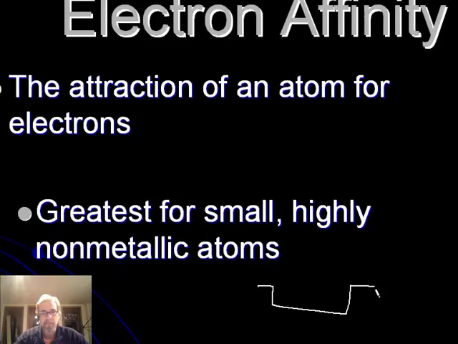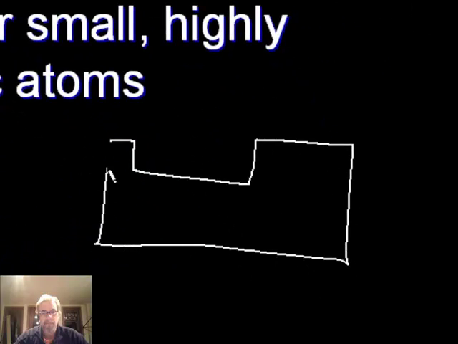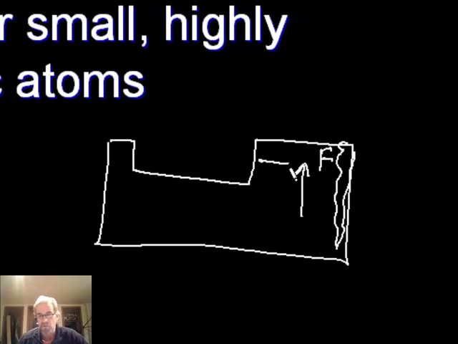just drawing a real rough sketch of a periodic table, here's fluorine up here. Forget about the noble gases because they're not doing anything chemically. Smallest is farther up here, smallest is farther over here, and the nonmetals are up in that corner, and that is the general rule. The farther up you are in that corner towards fluorine, the greater will be your affinity for electrons.